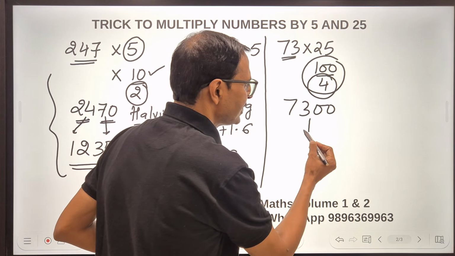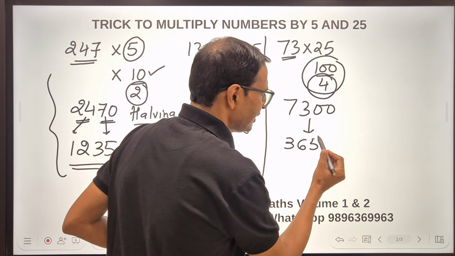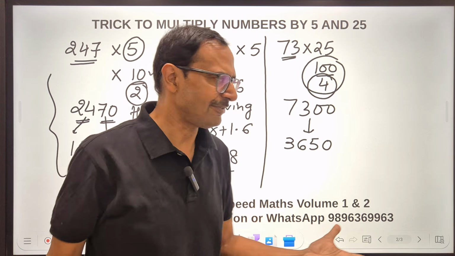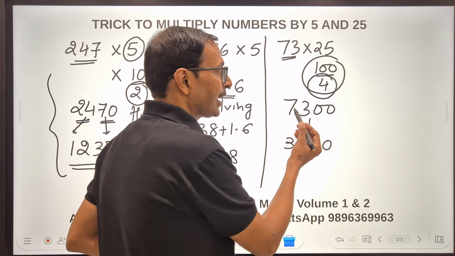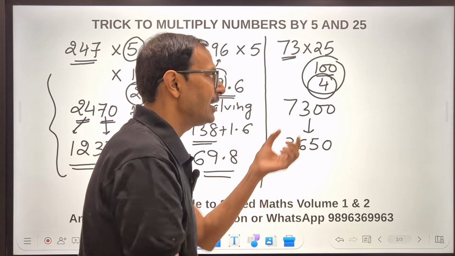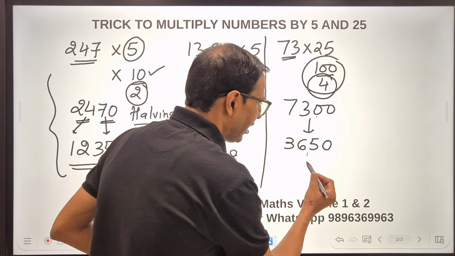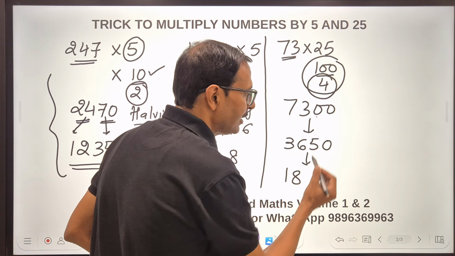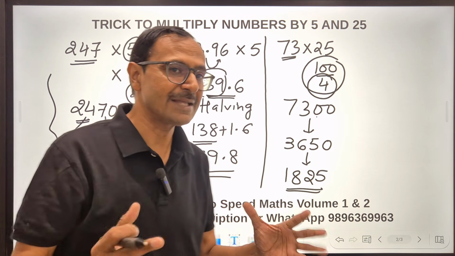So what is the half of this? Very easy, right? 3650. There we go. I just divided this number by 2 or took the half. It all depends on your skills, how better you are. Like, what did I do? I visualized this number as 7200, which became 3600, and 100, which became 50. So 3650. And then take half one more time. How do you visualize this? 3600, 1800, 50, 25. And all these steps are actually mental maths steps.